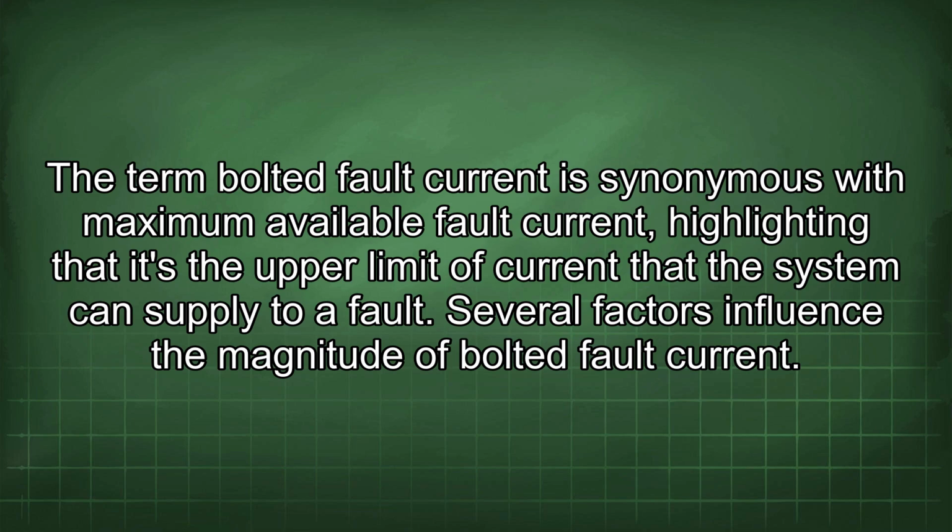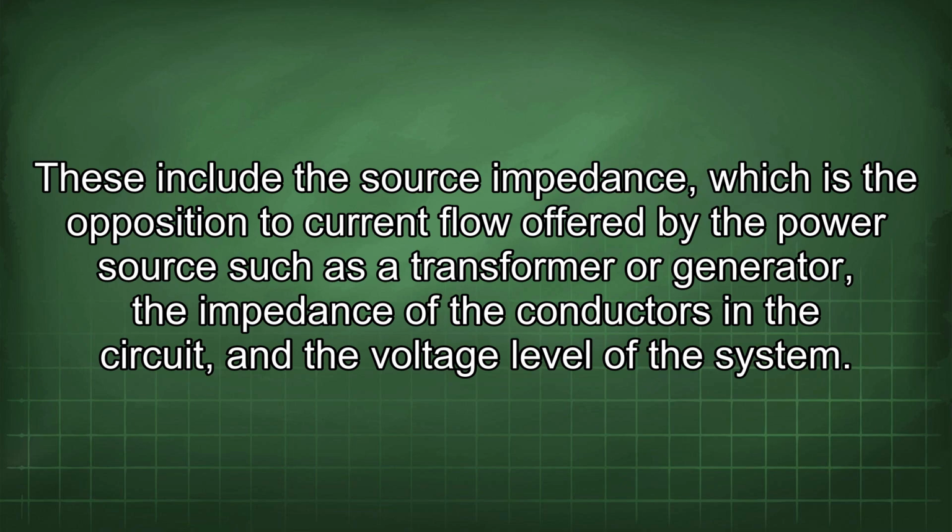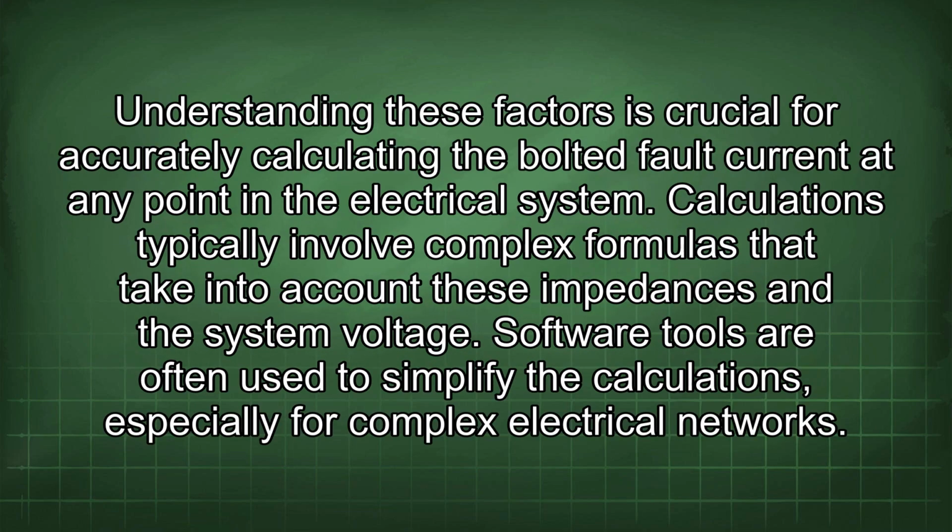Several factors influence the magnitude of bolted fault current. These include the source impedance, which is the opposition to current flow offered by the power source such as a transformer or generator, the impedance of the conductors in the circuit, and the voltage level of the system. Understanding these factors is crucial for accurately calculating the bolted fault current at any point in the electrical system. Calculations typically involve complex formulas that take into account these impedances and the system voltage. Software tools are often used to simplify the calculations, especially for complex electrical networks.